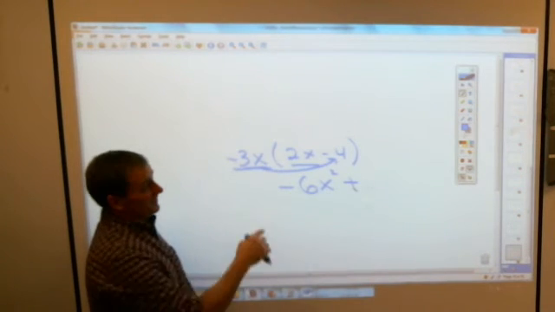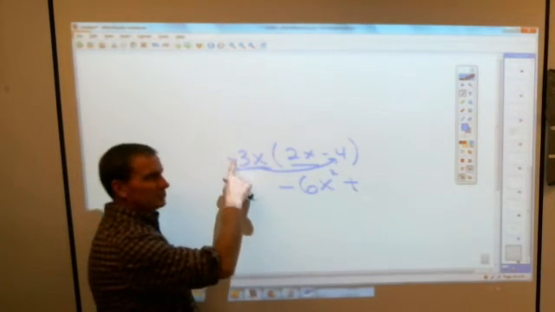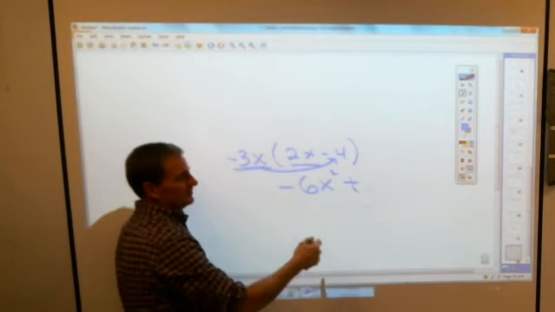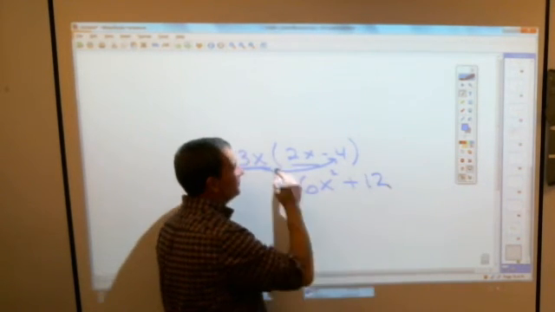I understand where you're going. You're thinking this is 3 negatives. No, it's not 3 negatives. One negative for a total of 2 negatives. 3 times 4 is 12, and you have the x there.